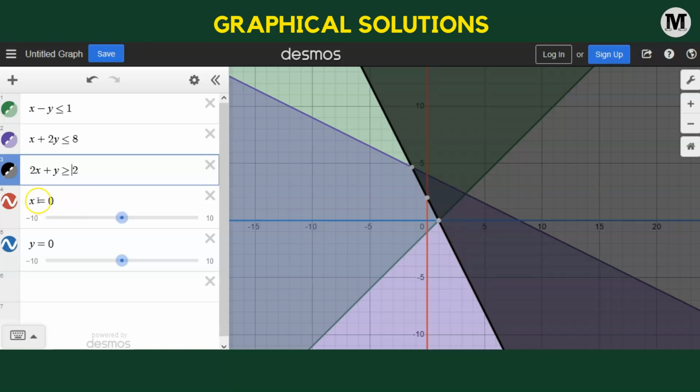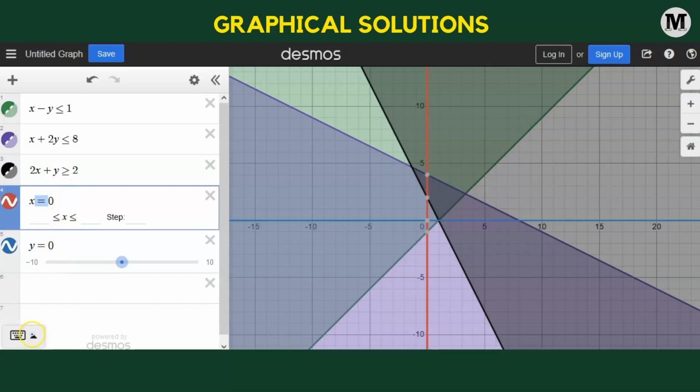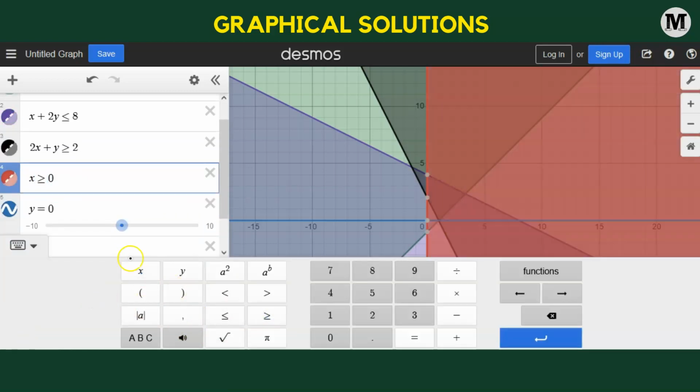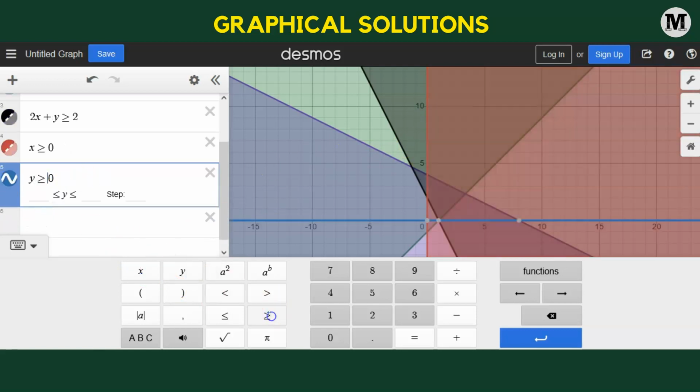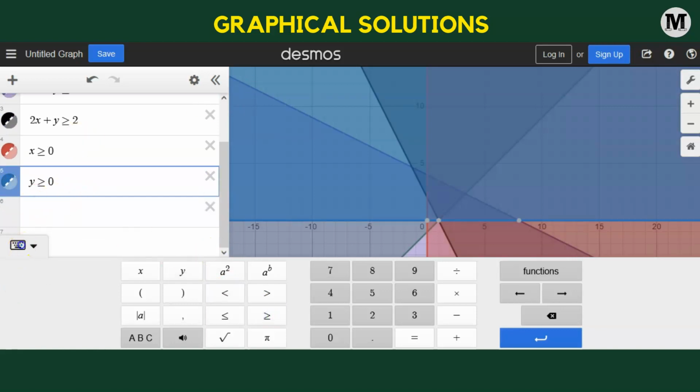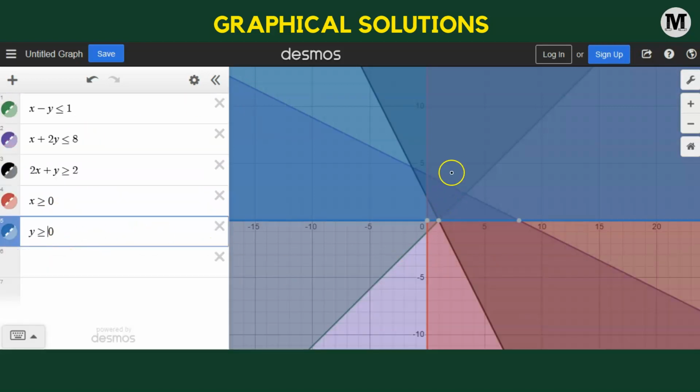Next we have x greater than or equal to 0, which lies to the right of the y-axis. Then y greater than or equal to 0, which lies above the x-axis. It looks very cluttered, but if we find the common region, that is this particular region, it is the solution set. Any point that we pick from this region will satisfy all five inequalities.